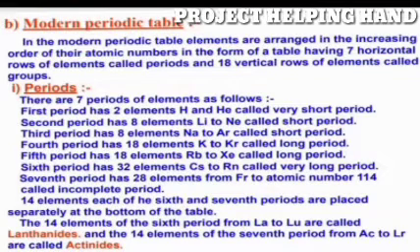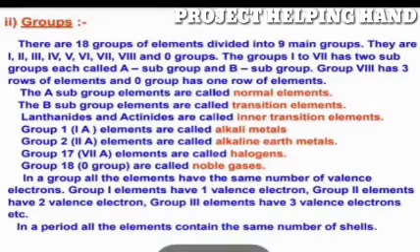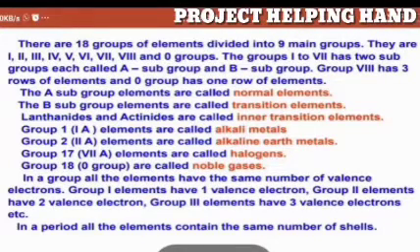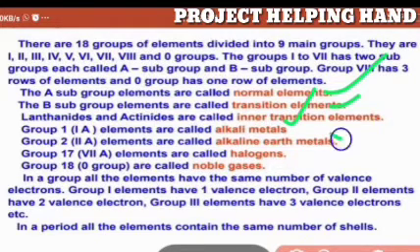Also you need to learn the number of periods and the number of groups. I already explained all of this, but let me explain it a bit again. In the Mendeleev periodic table, subgroup A elements are called normal elements or representative elements, and subgroup B elements are called transition elements. Group 1 are called alkali metals. Group 2 are called alkaline earth metals. Group 17 are called halogens, and group 18 are called noble gases.